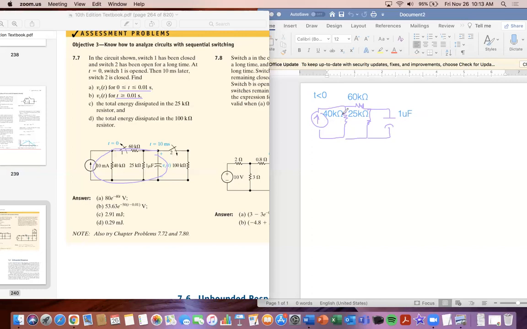You can do this on your own calculator. Enter 9999999 times the 25K value, and then divide that by 9999999, then add 25K. What you're going to get is about 25K. So then 25K plus 60K in series, and then do that in parallel combination with 40K to get your equivalent resistance.